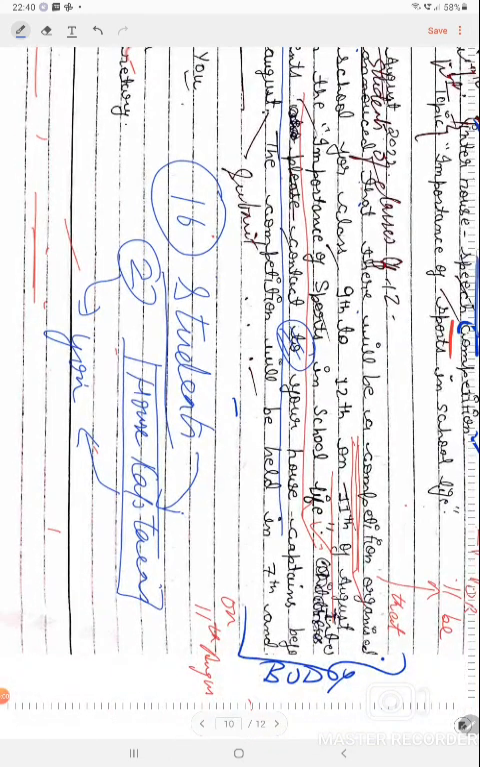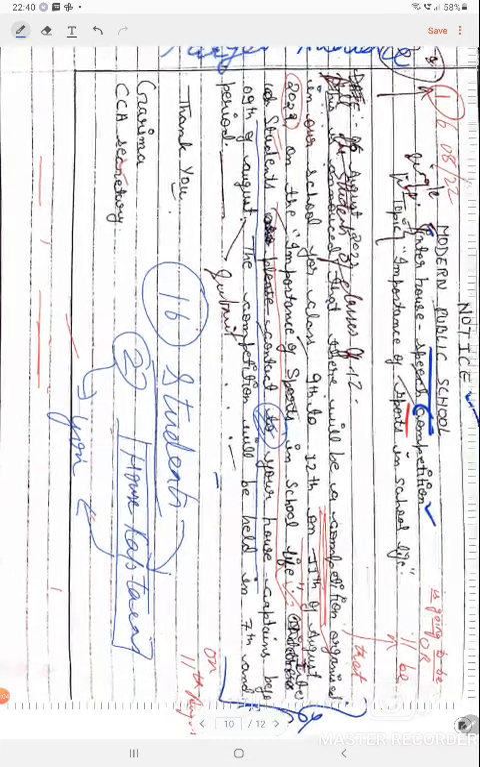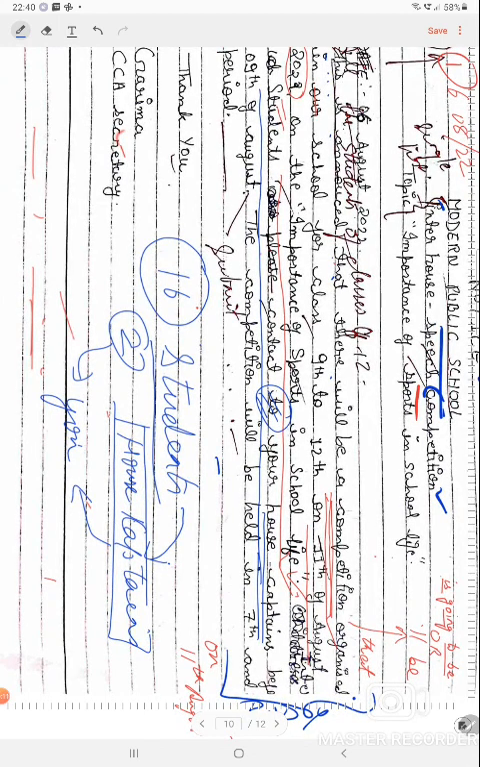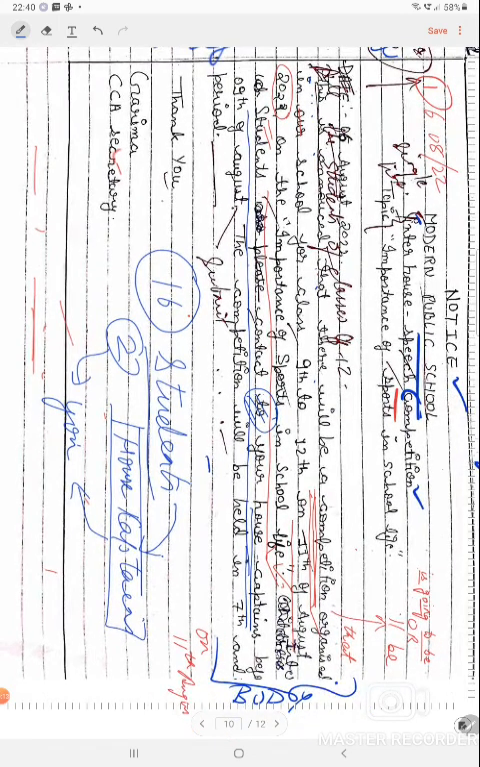Simply ask the house captains to submit any two selected students' names to you, latest by so and so date. So the sentence should be like this. That is where actually the student commits the mistake. She writes, students, contact your house captains by 9th of August. The competition will be held in 7th period.